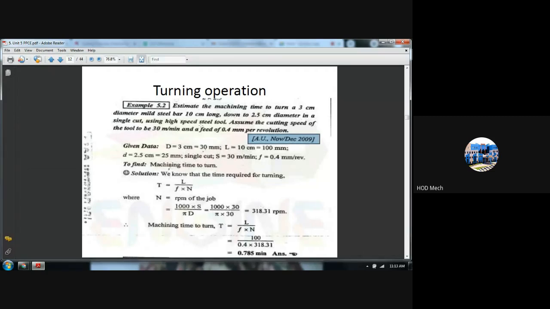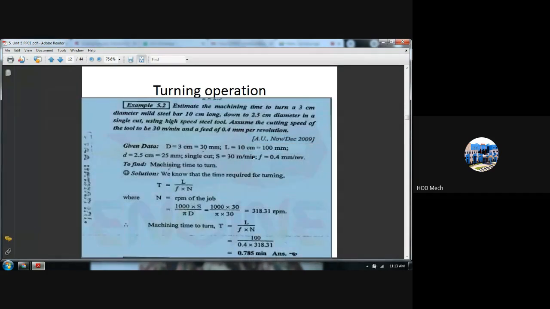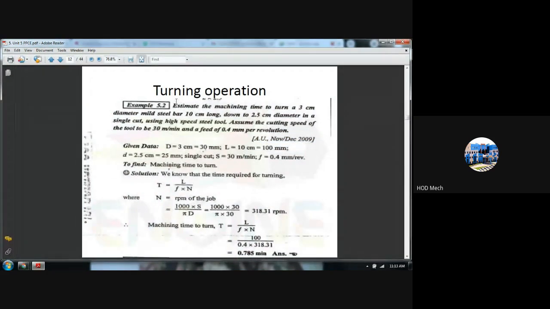Now when you read the problem, it says: estimate the machining time to turn a 3 centimeter diameter mild steel bar 10 centimeter long down to 2.5 centimeter in a single cut using a high speed steel tool. Assume cutting speed of the tool to be 30 meter per minute and a feed of 0.4 mm per revolution. So this is your problem.